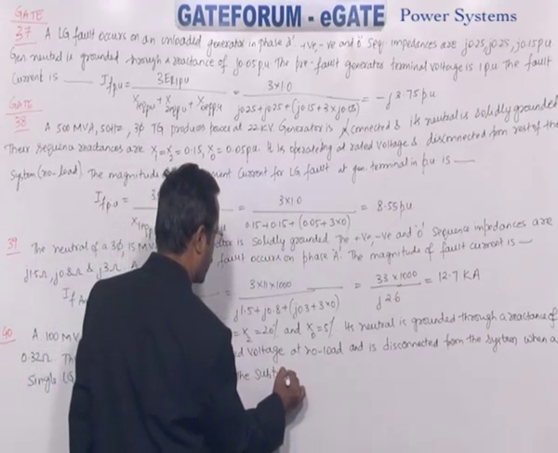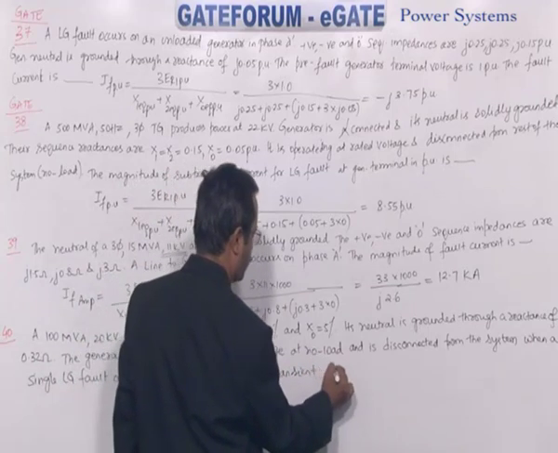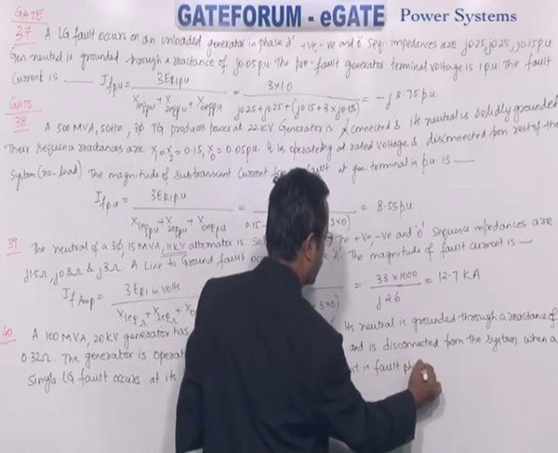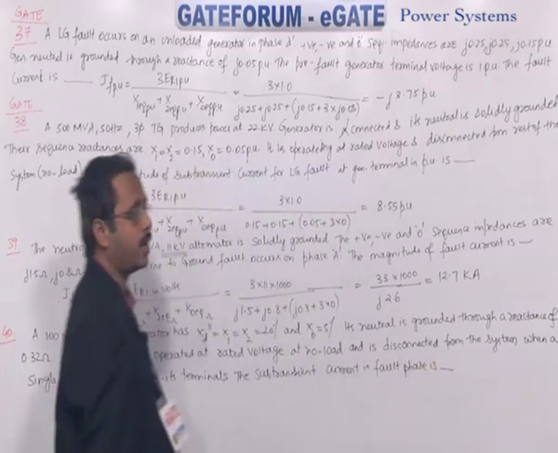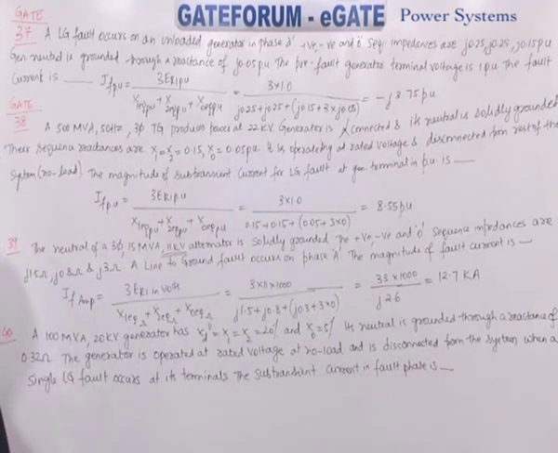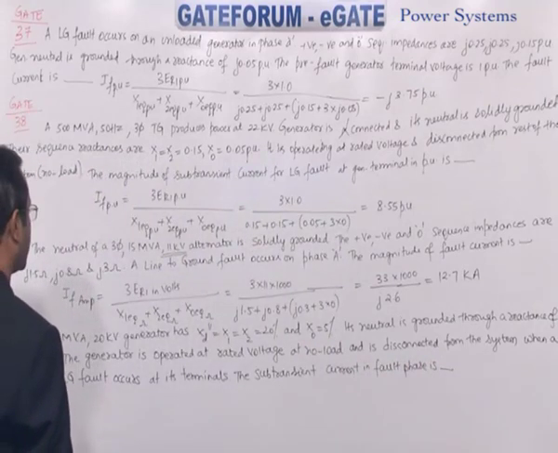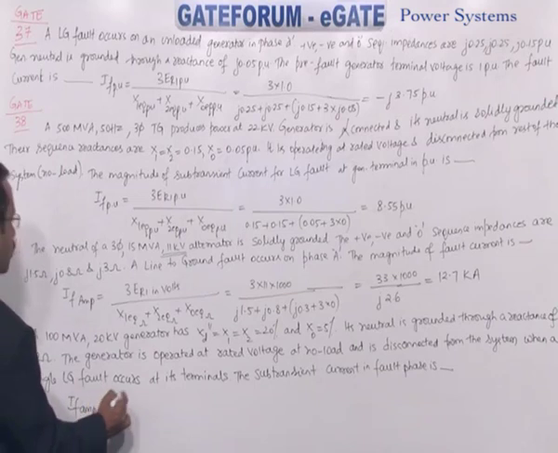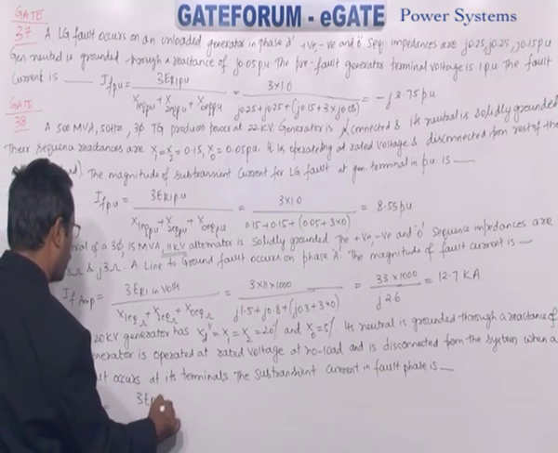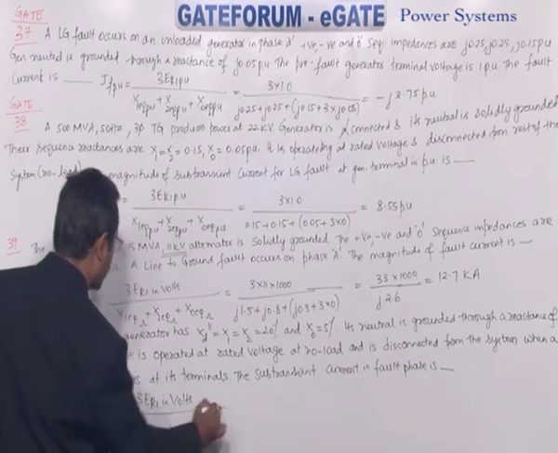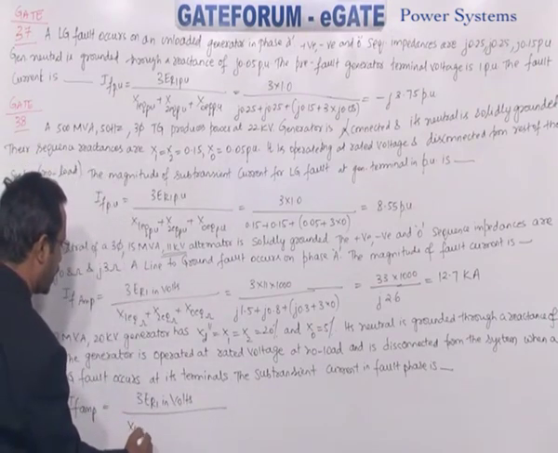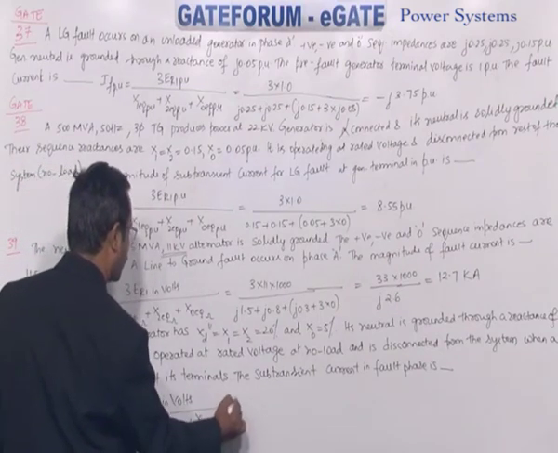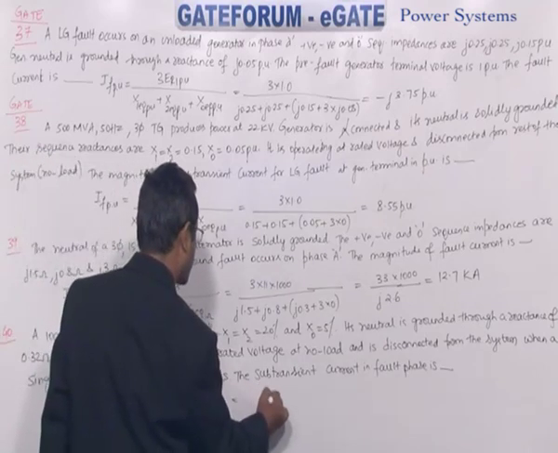The subtransient current in the fault phase is what? How do you find this subtransient current? It is the fault current. Here also you require it in amperes. What is the formula? 3ER1 measured in volts divided by the sum of all the reactances, X1 equivalent, X2 equivalent plus X0 equivalent. ER is given as 20 kV.